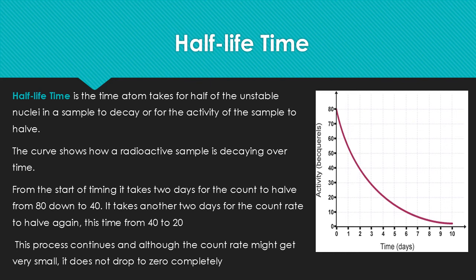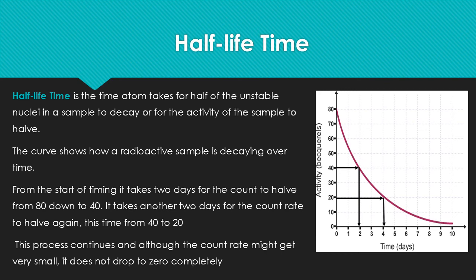At time 0, the activity equals 80 picocurie. When the activity halves, it will reach 40 picocurie. The time needed for the activity to reach 40 picocurie equals 2 days. Also, if the activity halves from 40 to 20, it needs another 2 days, so it will be 4 days.